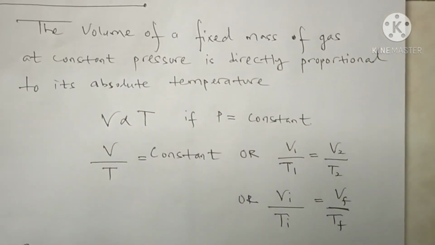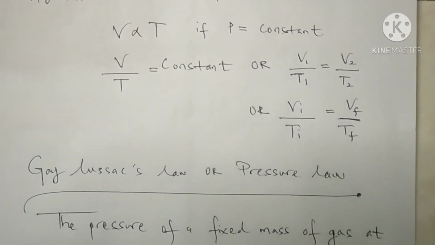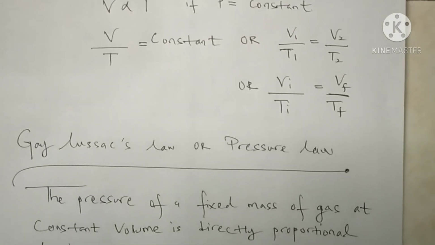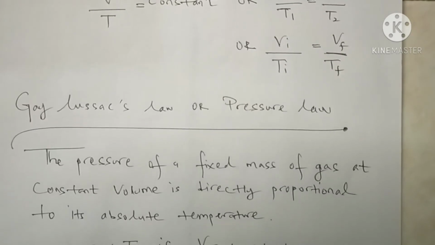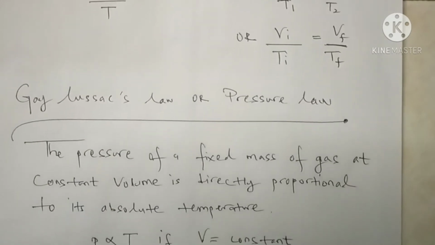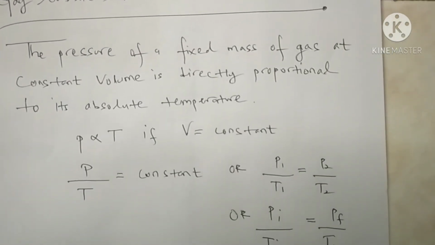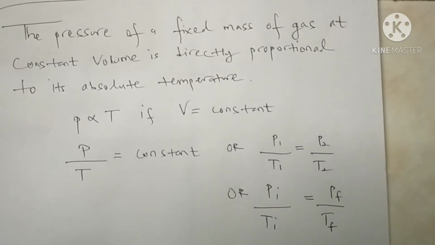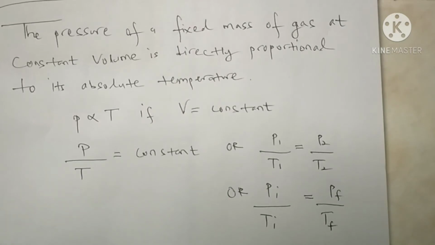And finally, Gay-Lussac's law or pressure law. The pressure of a fixed mass of gas at constant volume is directly proportional to its absolute temperature. Where P over T equals constant, mathematically P1 over T1 equals P2 over T2, or P initial over T initial equals P final over T final. P is the pressure and T is the absolute temperature.